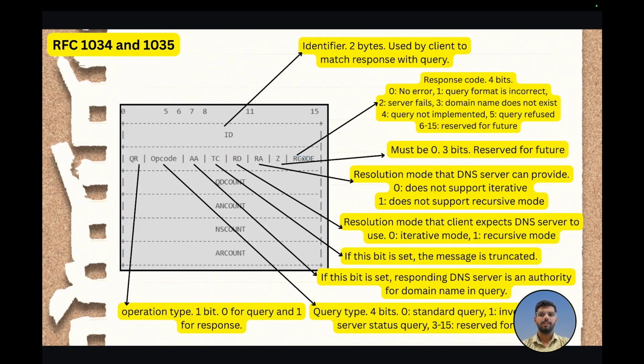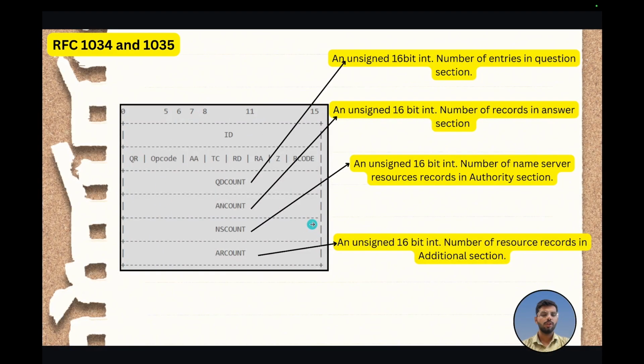RCODE means the response code, and its length is again 4 bits. 0 means no error, 1 means the query format is incorrect, 2 means server failure, 3 means the domain name does not exist, 4 means query not implemented, 5 means query refused, and 6 to 15 are reserved for future use. So this is how the response code should be interpreted. Now let's see the remaining fields. For QDCOUNT, the value is an unsigned 16-bit integer: the number of entries in the question section. It can happen that DNS requests might get combined.